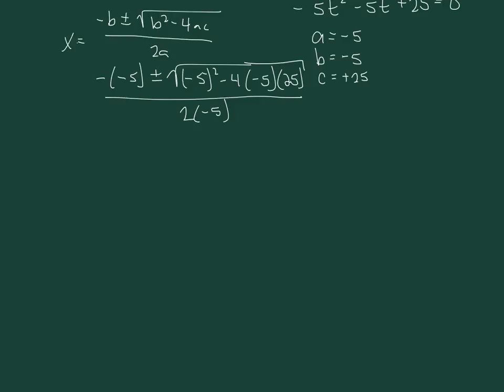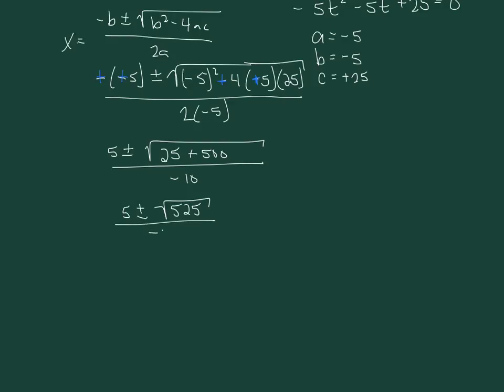I can see here negative times negative, that's going to make these positive. So I'm going to get a +5 plus or minus, let's see, -5 squared is actually a +25. This negative and this negative make a positive, so I know I'm going to have 4 times 5, which is 20, and 20 times 25 is 500. So I'm going to go plus 500 all over 2 times -5 is -10. And so I see here 25 plus 500 is 525, square root, plus minus 5 over -10.